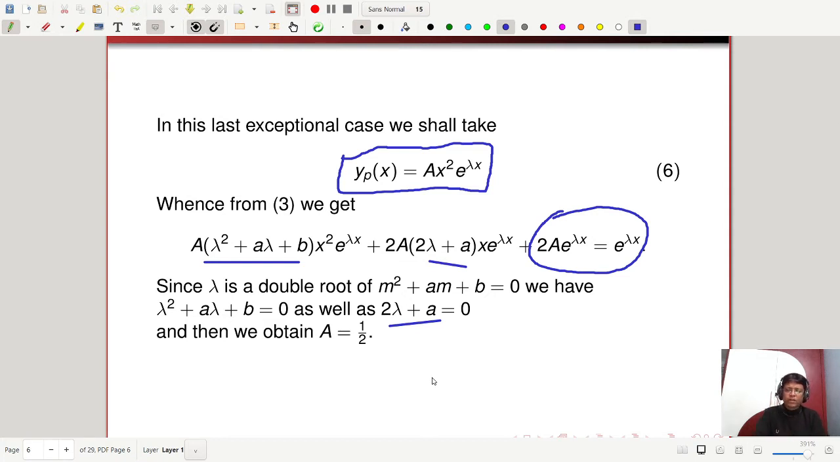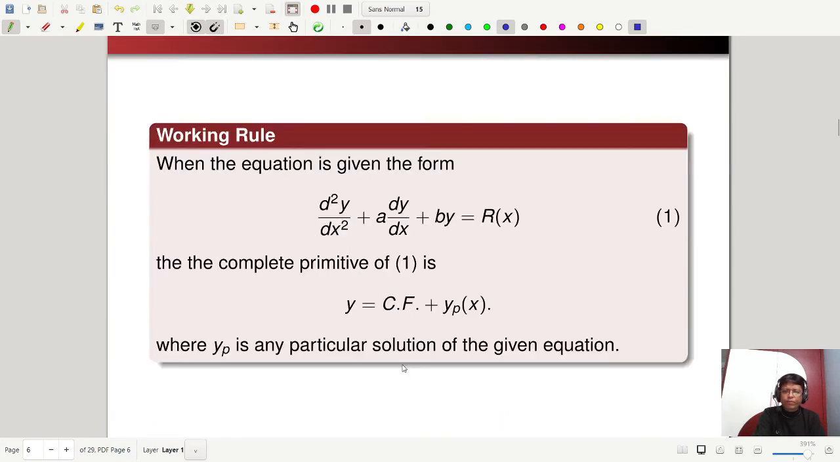Okay, so let's have the working rule. There is a series of charts here. I am considering d2y dx2 plus a dy dx plus by, second order. Mainly I am considering second order, and these results can be extended to higher order also. So when the equation is given in the form d2y dx2 plus a dy dx plus by equal to rx, this is equation 1. Then the complete primitive of 1 is y equal to yc plus ypx, where ypx is any particular solution of the given equation, right?